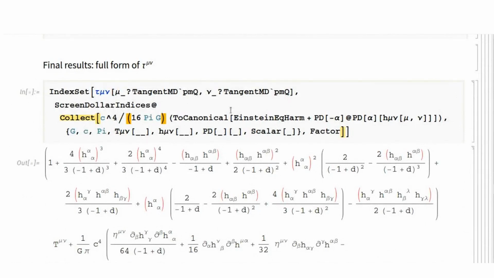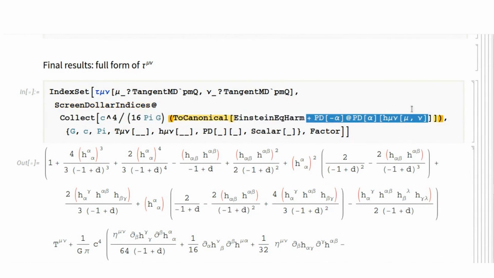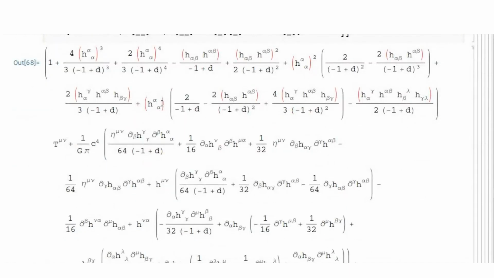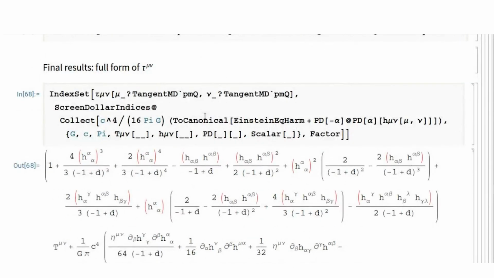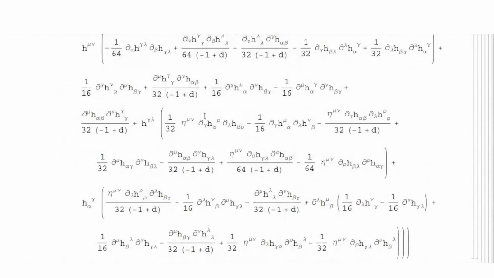This is not yet the right-hand side. I need to remove a piece which belongs to the left-hand side, and then I obtain this tau mu nu tensor, which represents the right-hand side of Einstein equation with some stress energy tensor T mu nu in terms of the h perturbation.